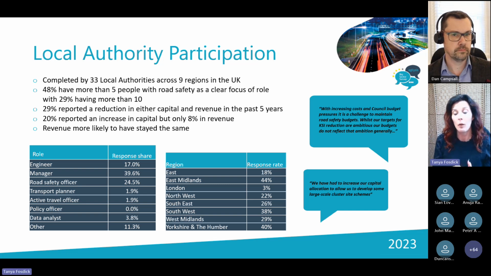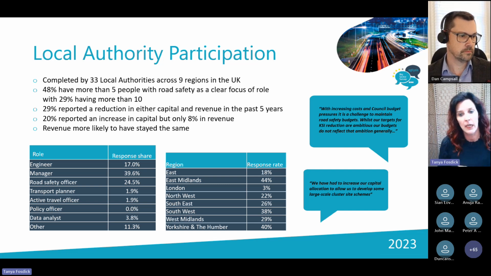In terms of budgets, respondents were far more likely to say that their levels of capital funding had increased than their revenue funding, and this was the same as last year. The roles and the regions are pretty much the same as they were last year as well. So it's good that you're coming back and helping us by answering these questions a year later.